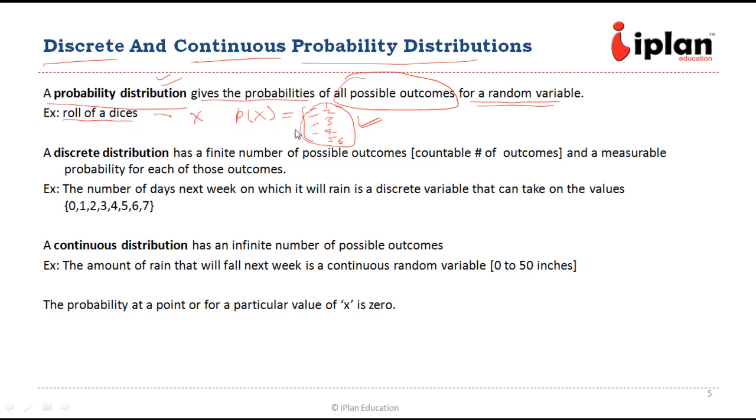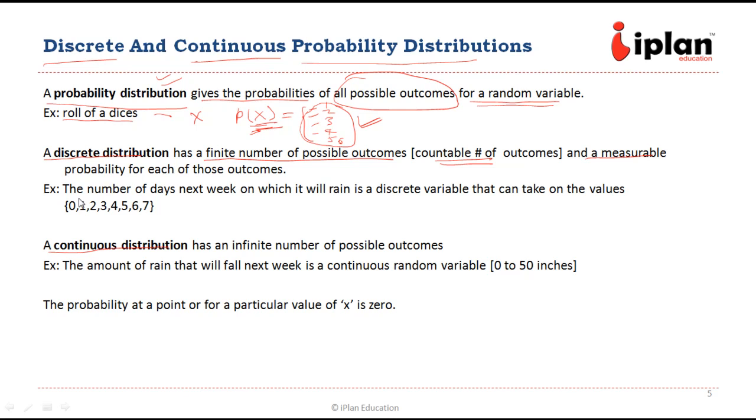Now based on the values this random variable can hold, we have two kinds of probability distributions, discrete and continuous. If the random variable can hold only a finite number of values, that is, the number of possible outcomes are fixed, they are countable and measurable, then we define it as discrete distribution.